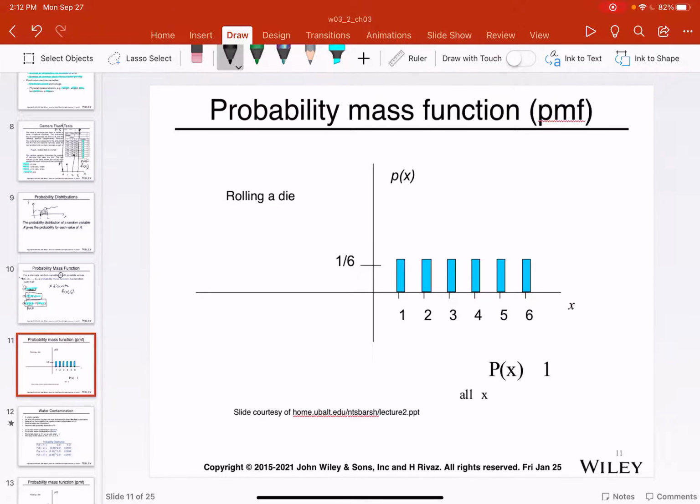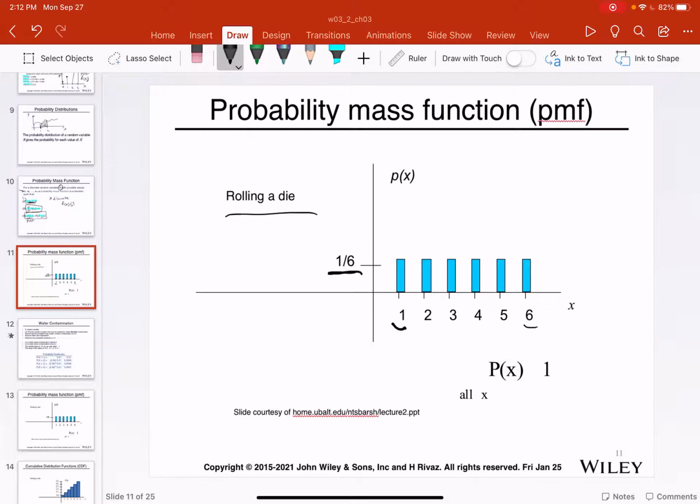So let's look at one example. I'm rolling a die, right? And this is my PMF, for x can be 1 to 6. In this case, it's very intuitive. We can denote x as the number that shows up when I roll a die. So the probability of any x is 1 divided by 6. It's a uniform distribution. It's constant. Any questions? Okay.